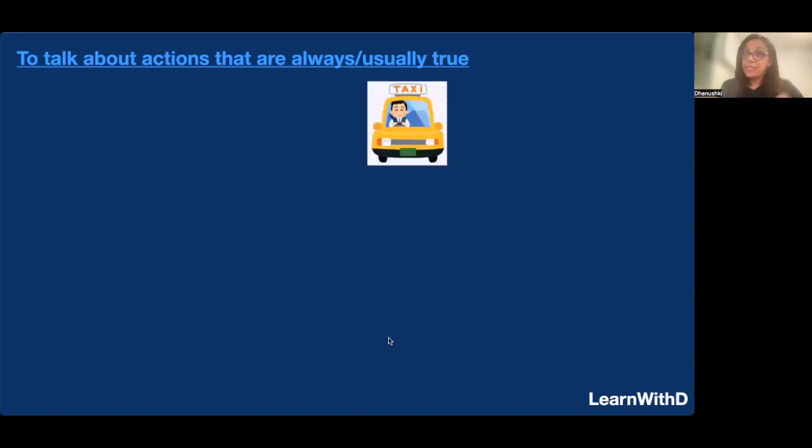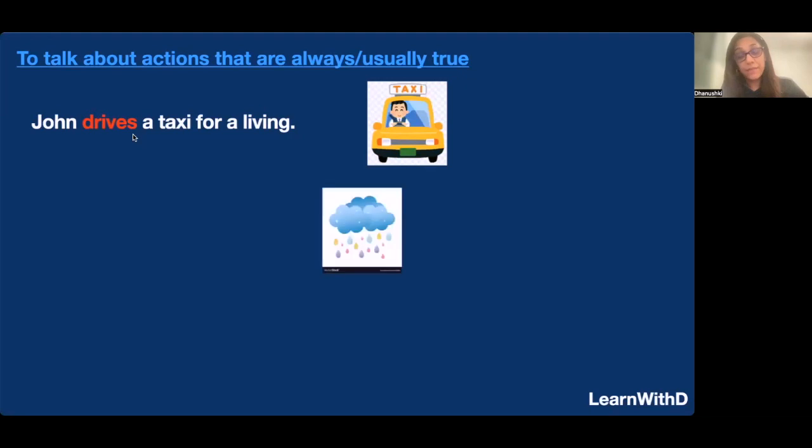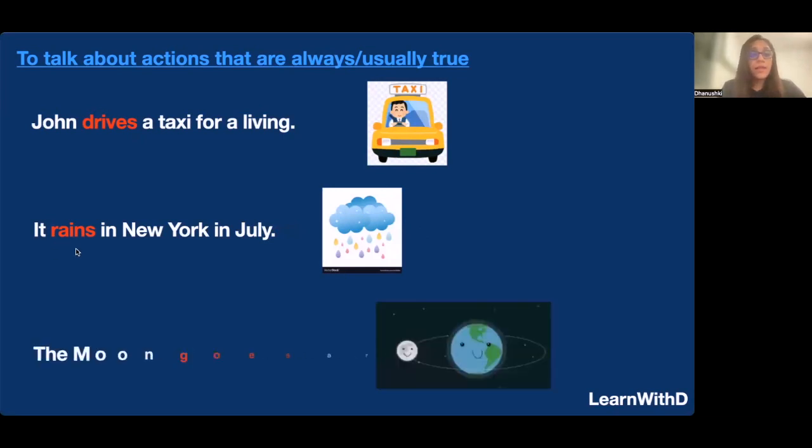For example, John drives a taxi for a living. So it's something that we know, he usually drives a taxi for a living. Then, it rains in New York in July. So this is also a fact that we know is true. And then finally, the moon goes around the earth.